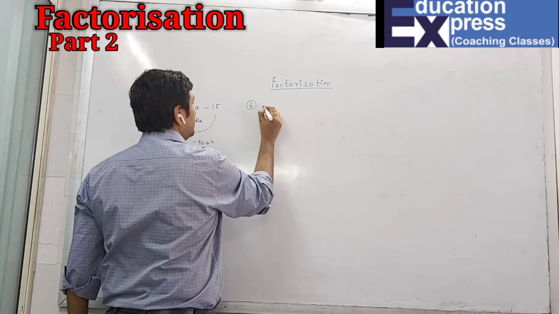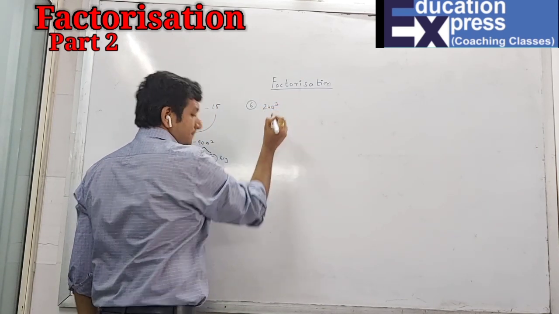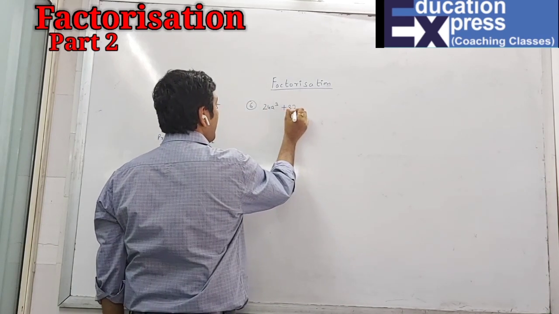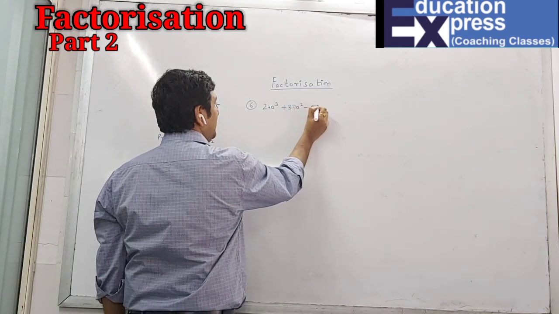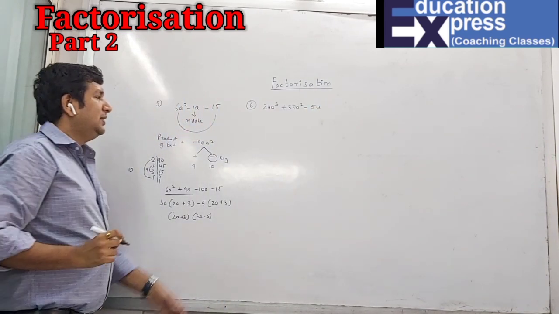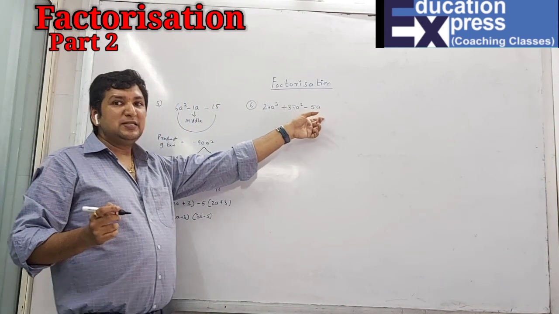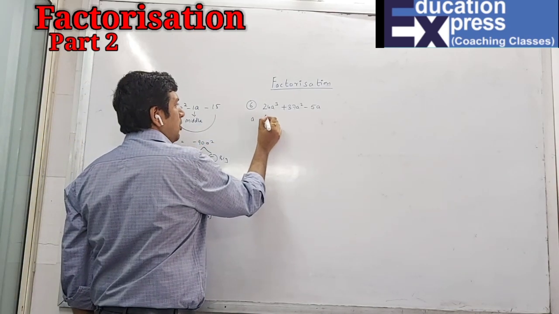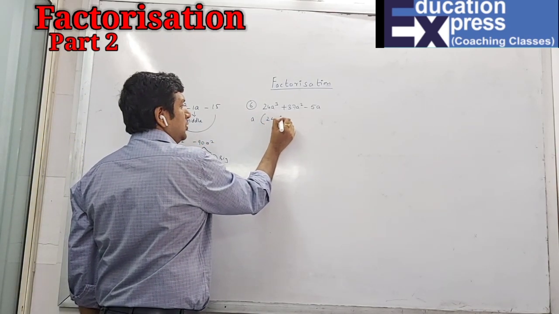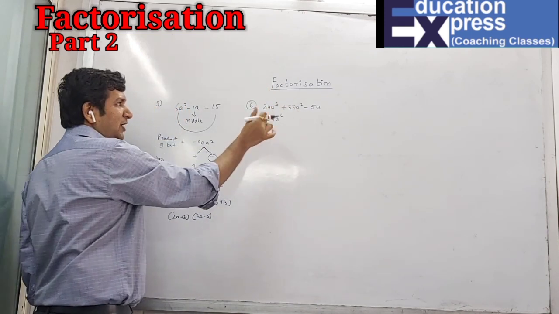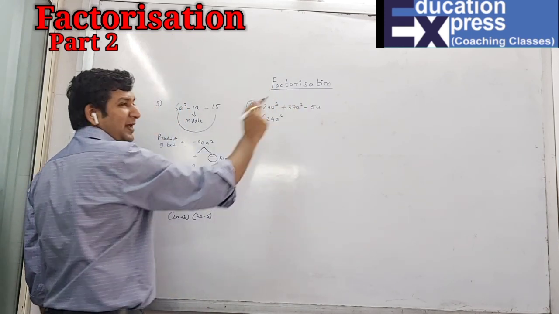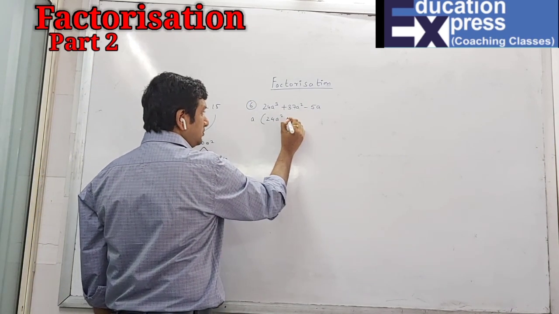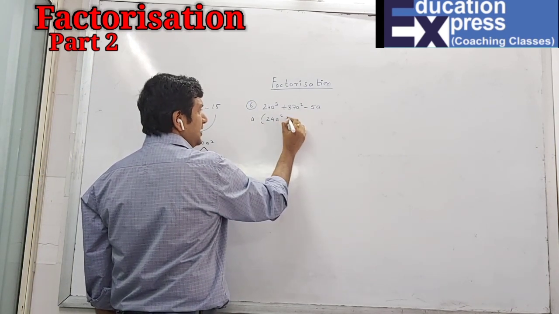24a cube plus 37a square minus 5a. Now here you can see one thing, that each and every term has a as common. So the best part will be to first remove a as common. So what is left? 24a square plus 37a minus 5, because this is the only sum we have come across where each and every term has a as a variable. So definitely I can take it out.